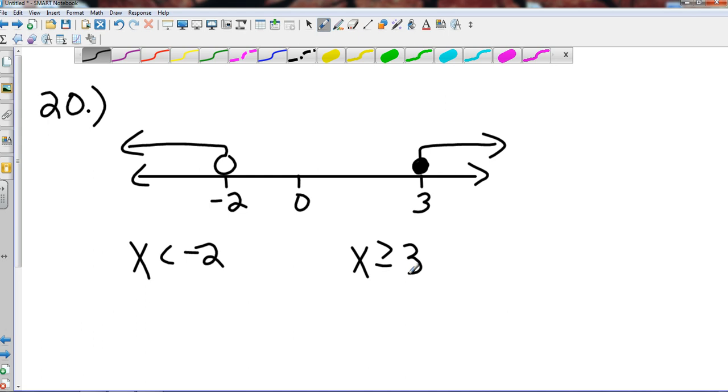You need to have both the graph and the actual writing. How many of you didn't do the actual writing? How many of you will do the actual writing tomorrow on the test? Absolutely. That's why we go through this stuff.